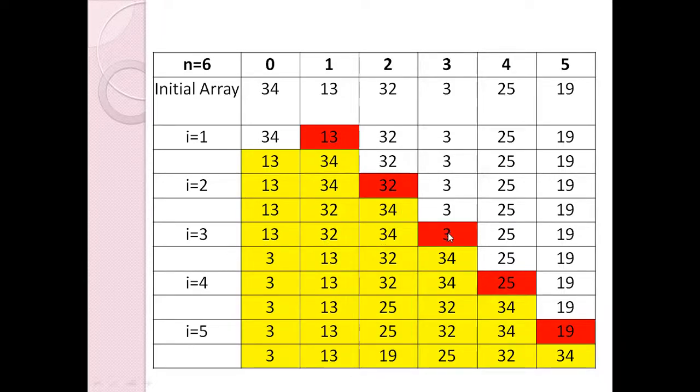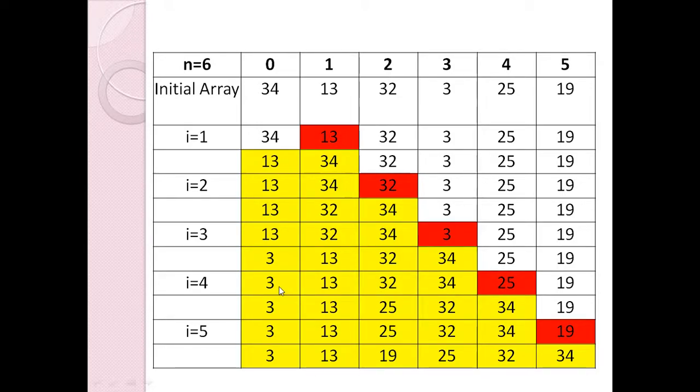When i equals 3, I will pick up this element, the third element, which is 3, and will insert it from 0 to 3 at the appropriate place. So which one is the appropriate place? The appropriate place is this. So all the elements are shifted towards the right. This 34 goes here, 32 goes here, 13 goes here, and then this position is vacated and 3 is stored here. When i equals 4, I took this element 25 and find its appropriate place.